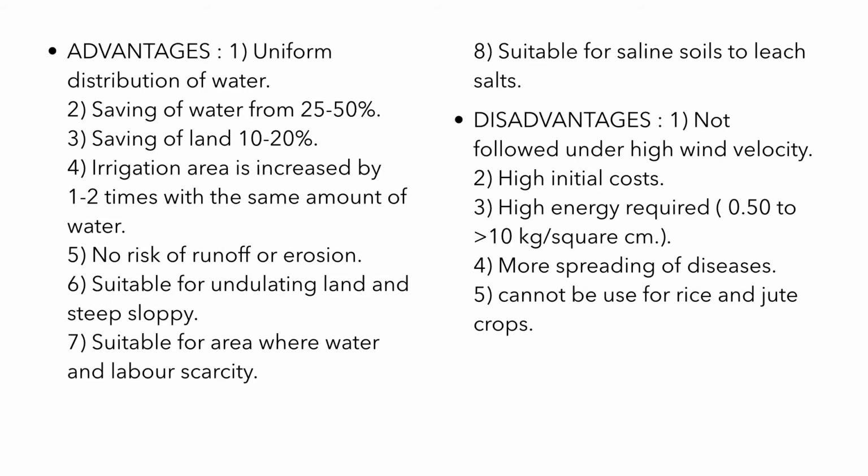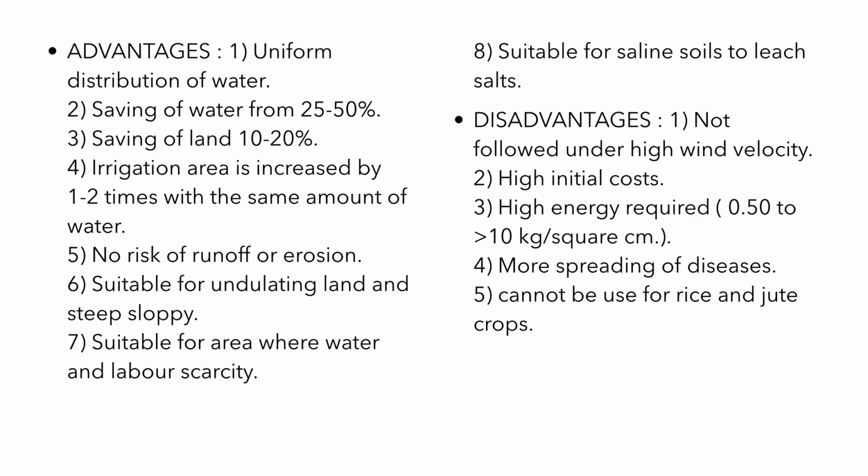The fourth disadvantage is more spreading of disease. Flood irrigation or surface irrigation stops the spreading of disease to some extent, but this irrigation system does not have that ability, so the spreading of disease is more in this type of irrigation.